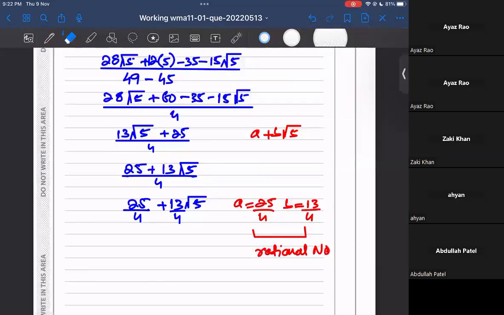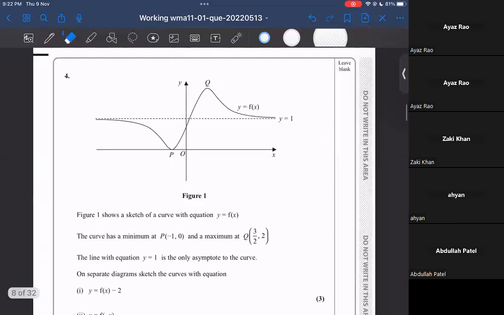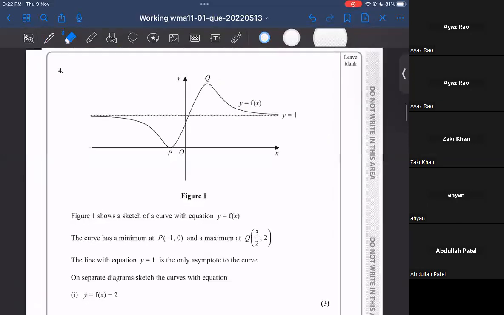ठीक है. Now in question number 4 they have given us a diagram. स्केच दिया हुआ है y equal to f(x) फंक्शन का, बताया भी नहीं कौन सा फंक्शन है. Now they are asking you the curve has minimum point P -1, 0. This is the minimum point. Okay. And maximum point Q 3/2, 2 over here.